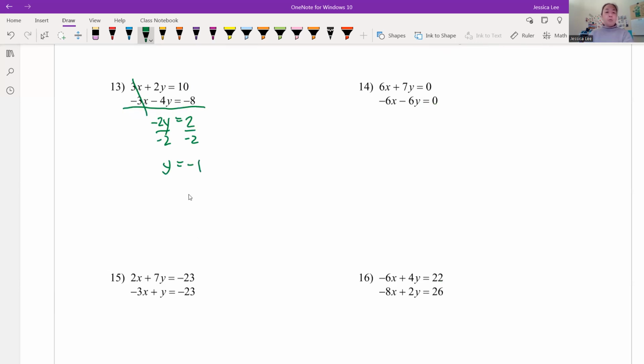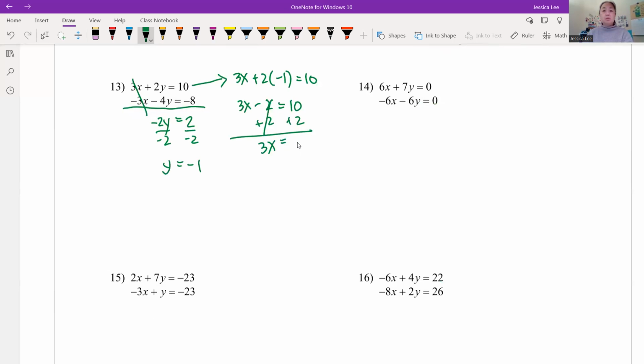Done. Now we're going to figure out what x is, just like how we did for substitution. This part is the same. So none of them are solved for already, so I'm going to use the one that looks simpler, which for me is the top equation. So we got 3x plus 2 instead of y, because we know what y is. y is negative 1. Got to plug in what we know. And 3x, oh, just kidding. So minus 2 equals 10. Again, now it's a two-step equation.